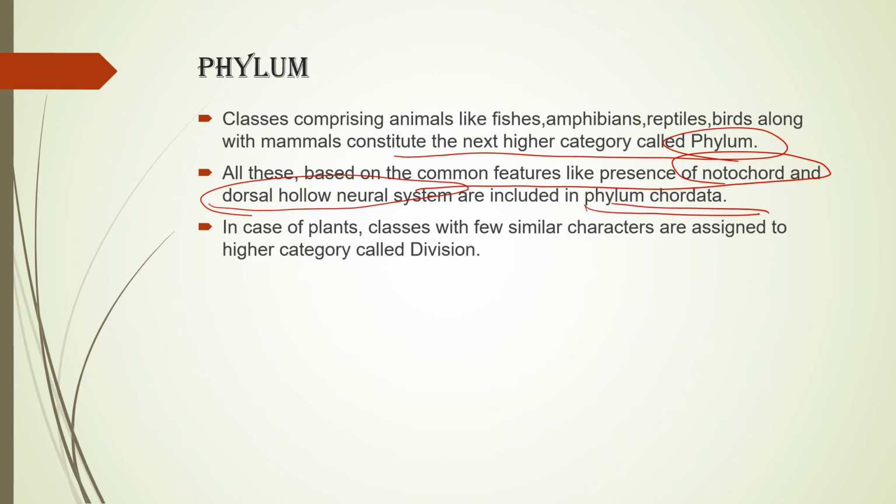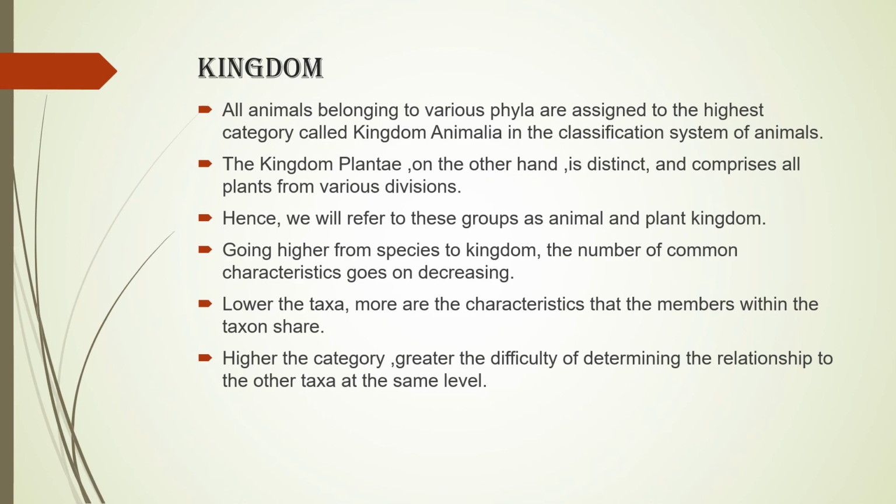Now in case of plants, classes with few similar characters are assigned to the higher category called division. Now in case of several plants, the classes with few similar characteristics are assigned to the next higher category called division. Now next to this comes the highest order, that is the kingdom. So let us discuss that. Now here comes the kingdom.